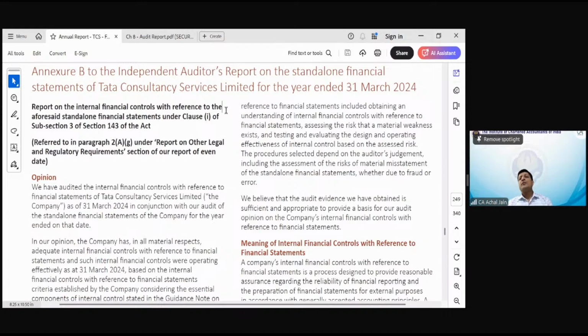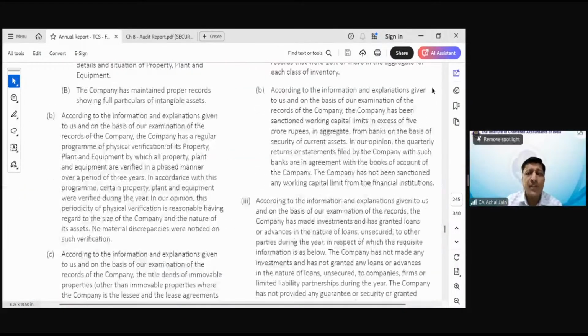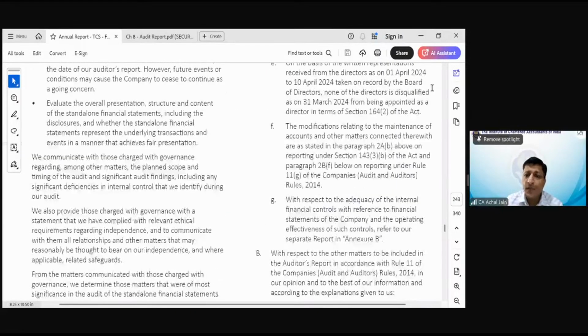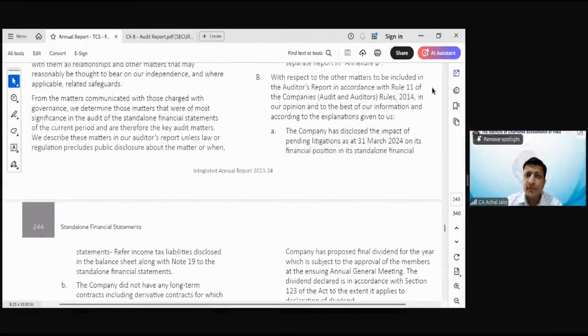So generally what you will find is there is a main report, then you have CARO and IFC. CARO and IFC will again be dependent on the applicability. To each and every company they are not applicable. So wherever they are applicable, it will be provided. Fine. Now, moving further.